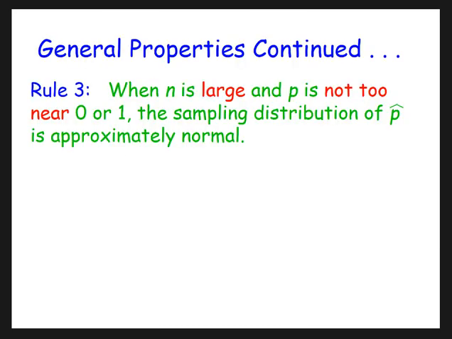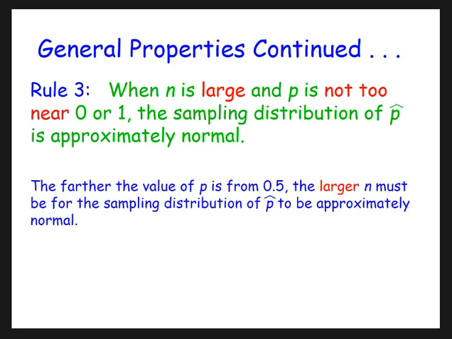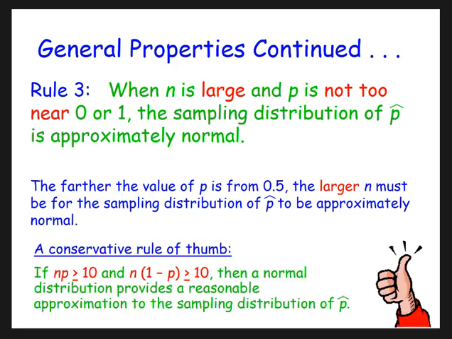So again, when n is large and p is not close to 0 or 1, the sampling distribution of p hat is going to be approximately normal. If p, the population proportion, is really small, close to 0, or really large, close to 1, then we have to have a large sample for it to be approximately normal. The farther the value is from 0.5, the larger the sample must be. We have that requirement that n times p has to be bigger than 10, and n times 1 minus p also has to be bigger than 10. So that helps us adjust if that proportion is close to 0 or close to 1.